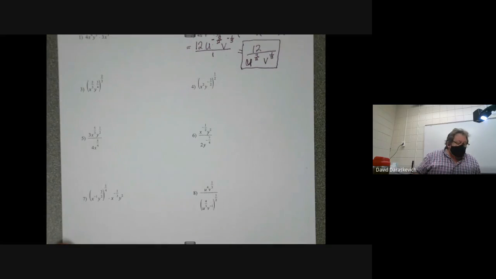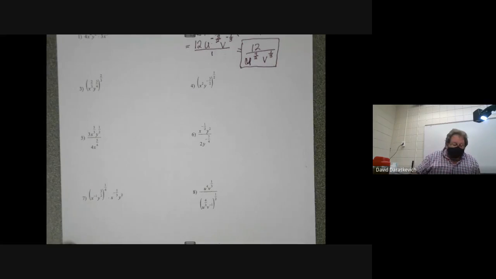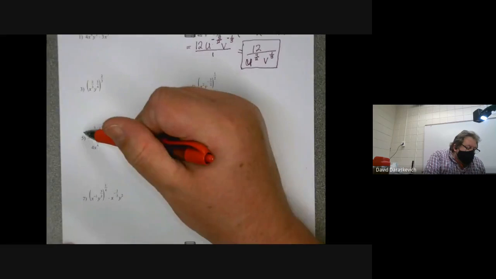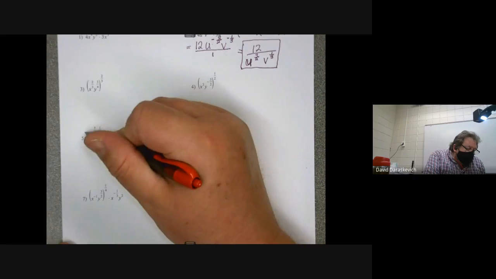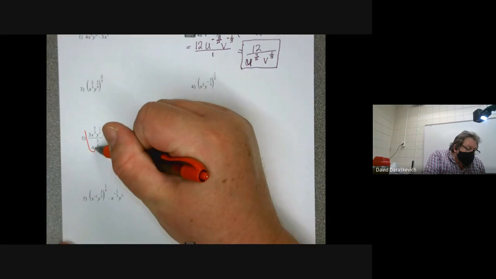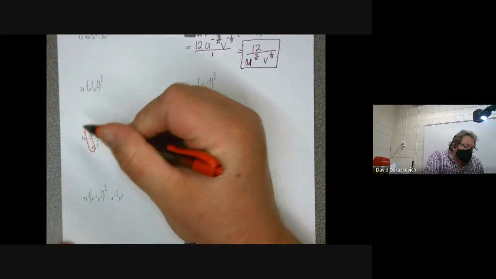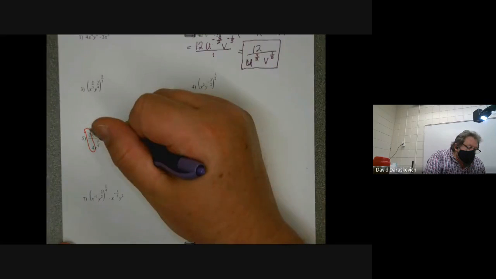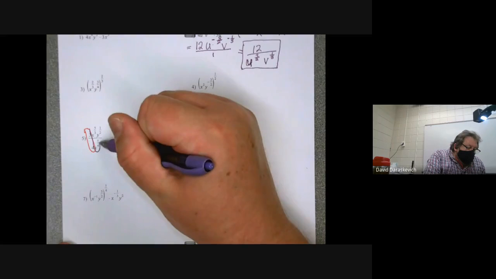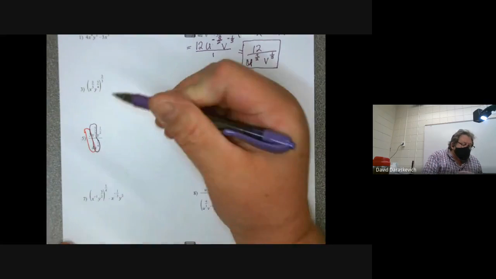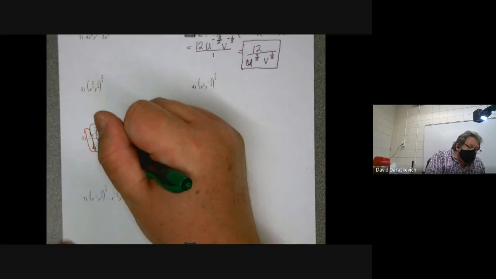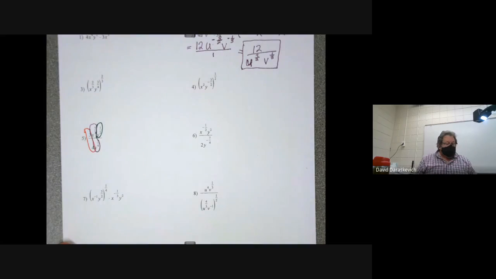All right, so number 5, this time we're starting out with a fraction. Now, these are really, really difficult to read. So I'm going to go ahead and circle my constants as a fraction. And then I'm going to go ahead and circle my x's and make it a fraction by itself. And then my y.